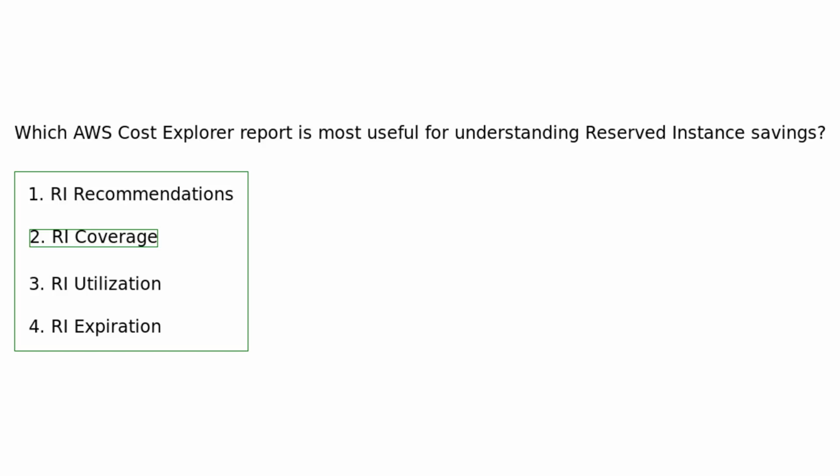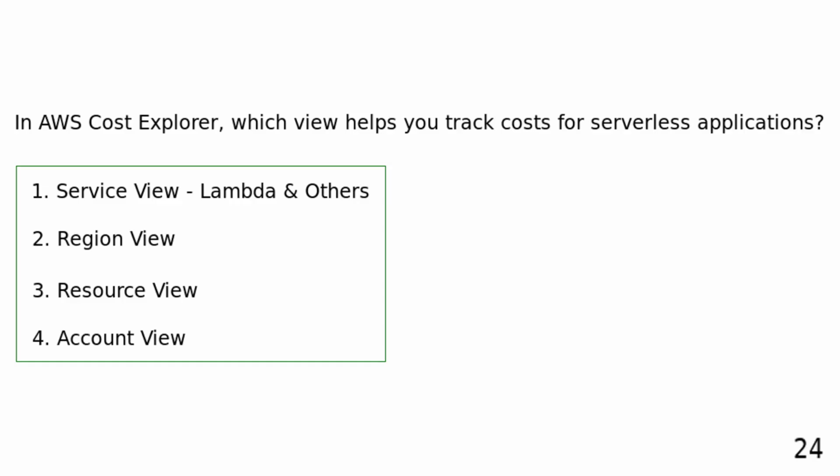The RI coverage report in AWS Cost Explorer shows how much of your instance usage is covered by reserved instances, indicating potential savings compared to on-demand pricing. In AWS Cost Explorer, which view helps you track costs for serverless applications?